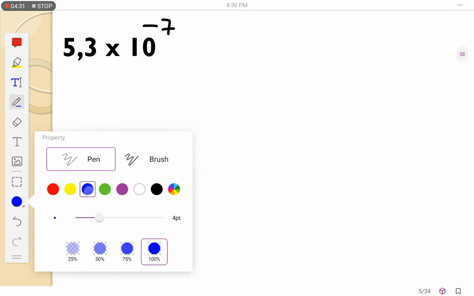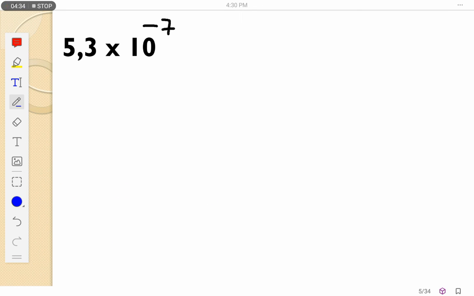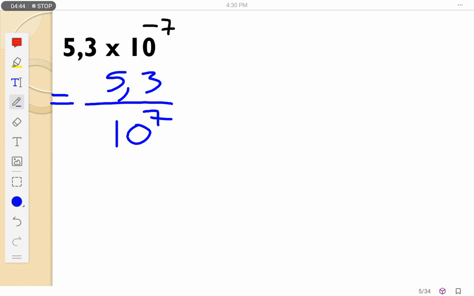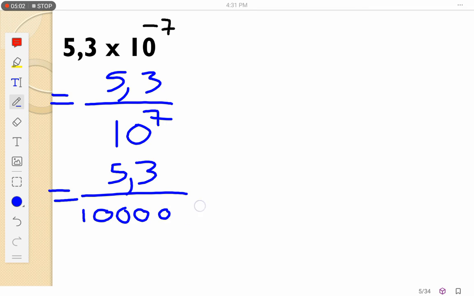This one, we start with the fraction method. Rewriting this, 5.3 times 10 to the power of minus 7 is the same as 5.3 over 10 to the power of 7. The negative has been taken care of by the division sign there. Then writing our 10 to the power of 7 in terms of a number, not a power, we get 5.3 over 1. We've got 7 zeros: 1, 2, 3, 4, 5, 6, 7 zeros. Now we divide 5.3 by all these zeros.